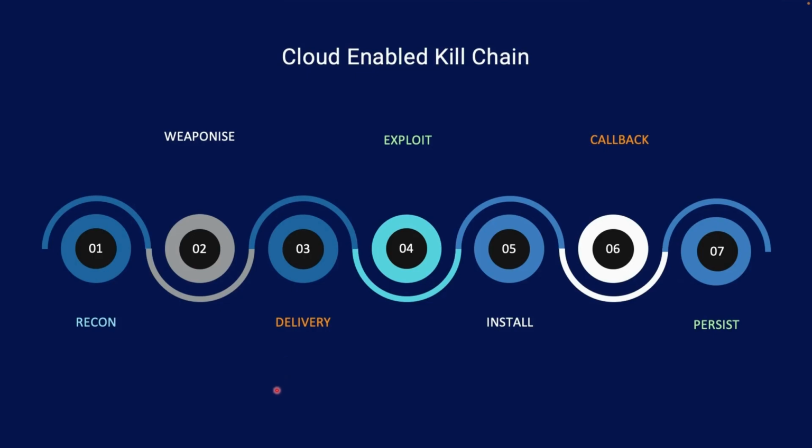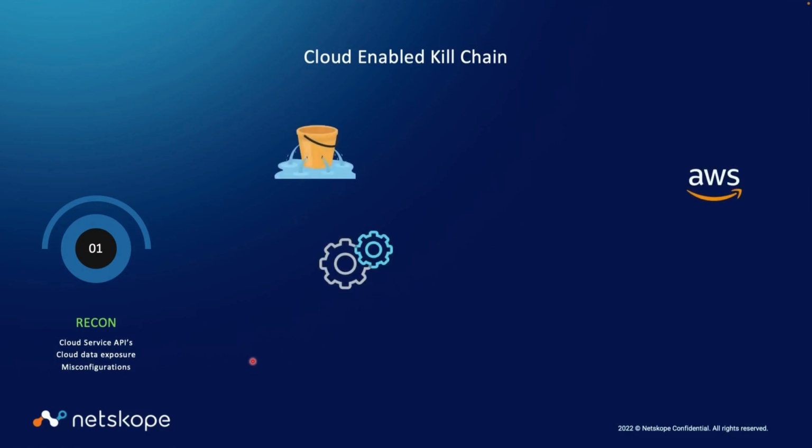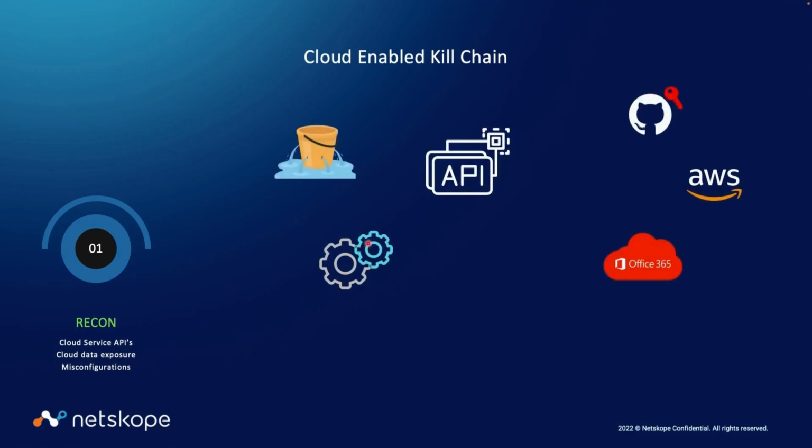Now, you may already be familiar with the 7 phases of the Cyberkill Chain, but over the years with cloud adoption across the globe, not only have businesses shifted their workload to the cloud, but the entire Cyberkill chain is now cloud enabled. It starts off with the reconnaissance phase, where the attackers gather information about their victims. They might find things like publicly accessible S3 buckets, secret keys stored in a GitHub repository that shouldn't be public, or a misconfigured Office 365 tenant.